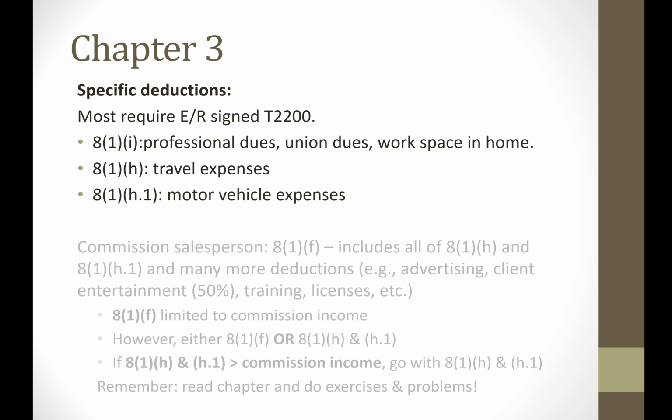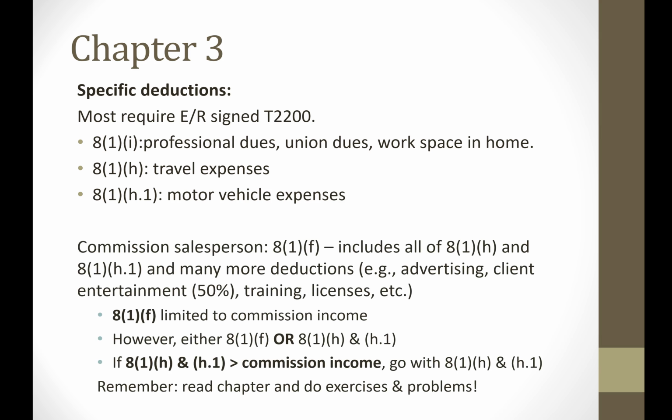Now, the complication came when it came to commission salespeople. Commission salespersons have this additional amount under 8.1f. Now, 8.1f includes everything under H and H.1, but also many other deductions such as advertising, client entertainment, meals, only 50% of those are deductible, training, maybe certain licenses. However, if a salesperson wants to deduct under 8.1f, the amount that they can deduct is limited to their commission income.